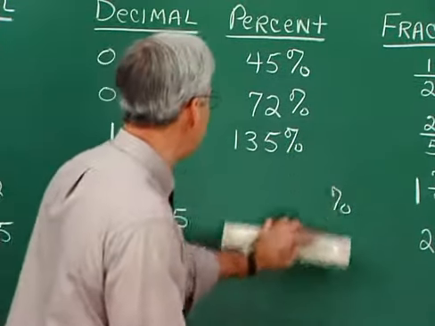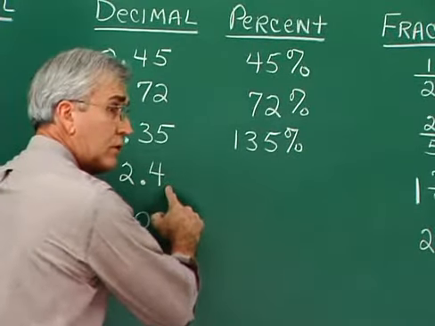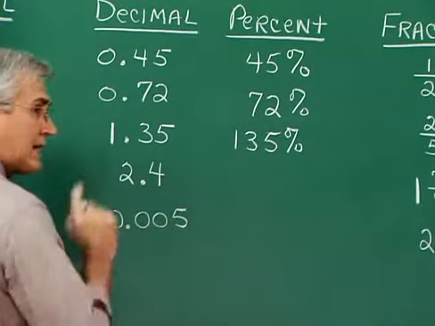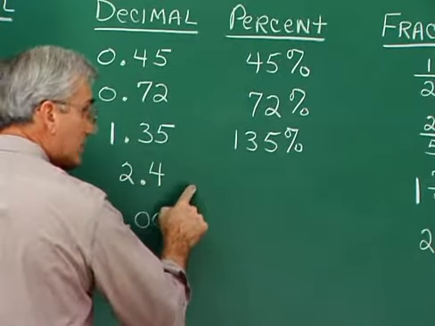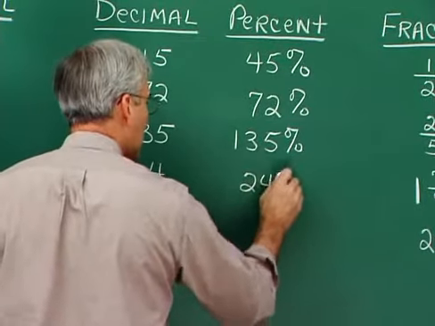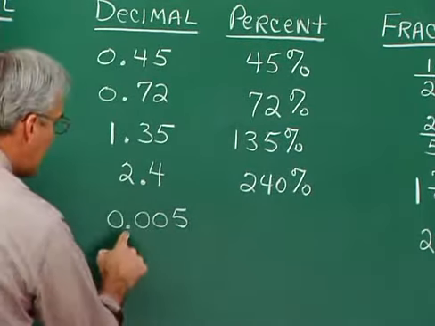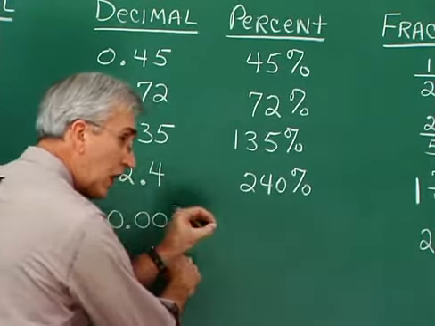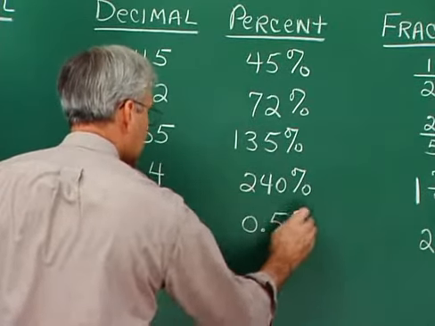All right. Same idea with these. 2.4, 2 and 4/10. Slide that decimal 2 places to the right and tack on a percent sign. That's all we need to do. So slide over 2 places. We need a placeholder for the second position. So it's 240%. For this one, slide that decimal 2 places over, corresponding with the idea of multiplying by 100, and tack on that percent sign. So it's 0.5%.